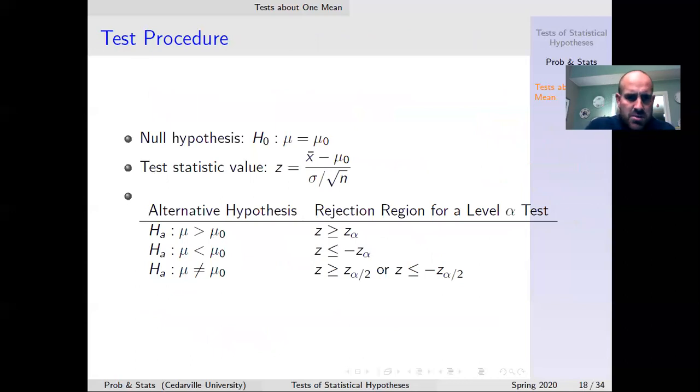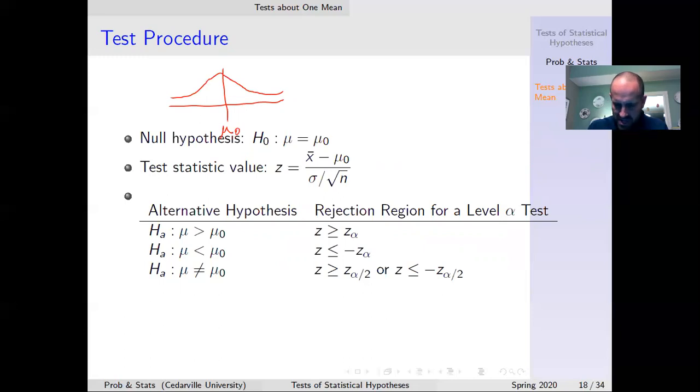So here's our test procedure. Assuming mu is equal to mu0, our test statistic is z equal to that thing. And then here are our three alternative hypothesis situations. Essentially what's going on here is you're assuming that mu0 is the mean. So this is the general situation that you're in.